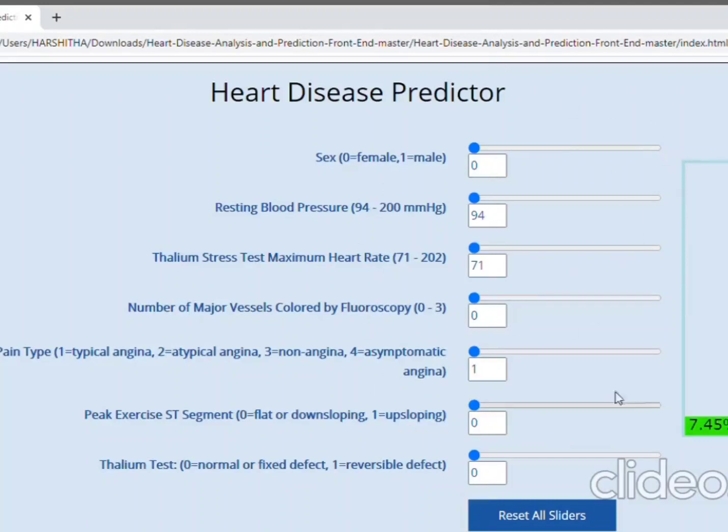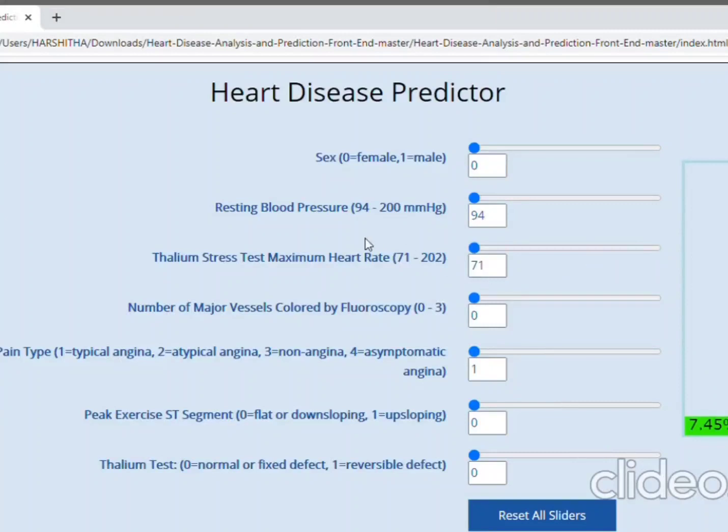This is the front end of our project. We have used HTML, CSS and JavaScript for the front end. For this we have a heart disease predictor which easily predicts the disease at an early stage with the help of all these attributes. The attributes are gender, blood pressure, thallium stress, number of major vessels, chest pain, peak exercise, ST segment, and thallium test. Using these attributes, we are going to predict whether we have a heart disease or not.